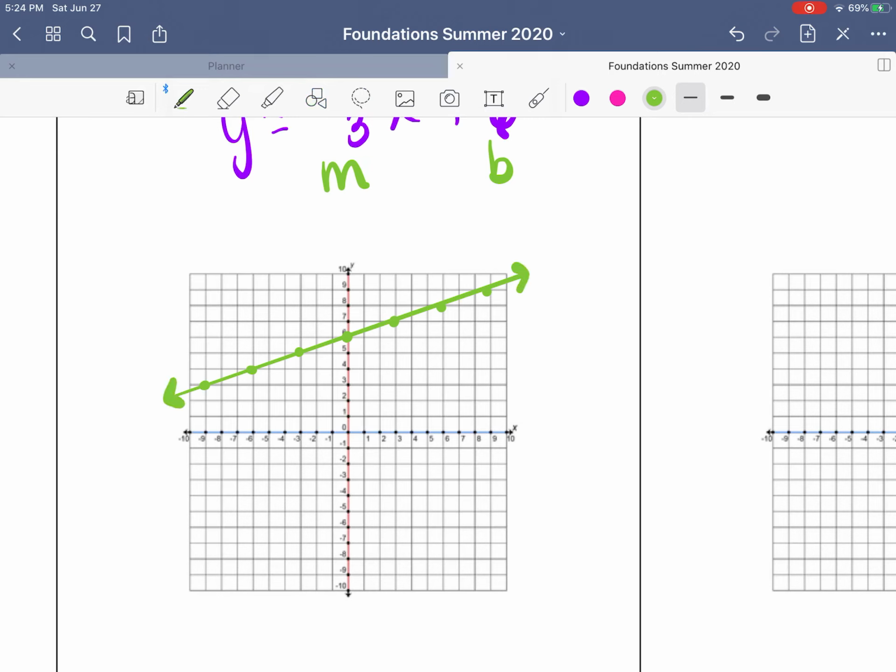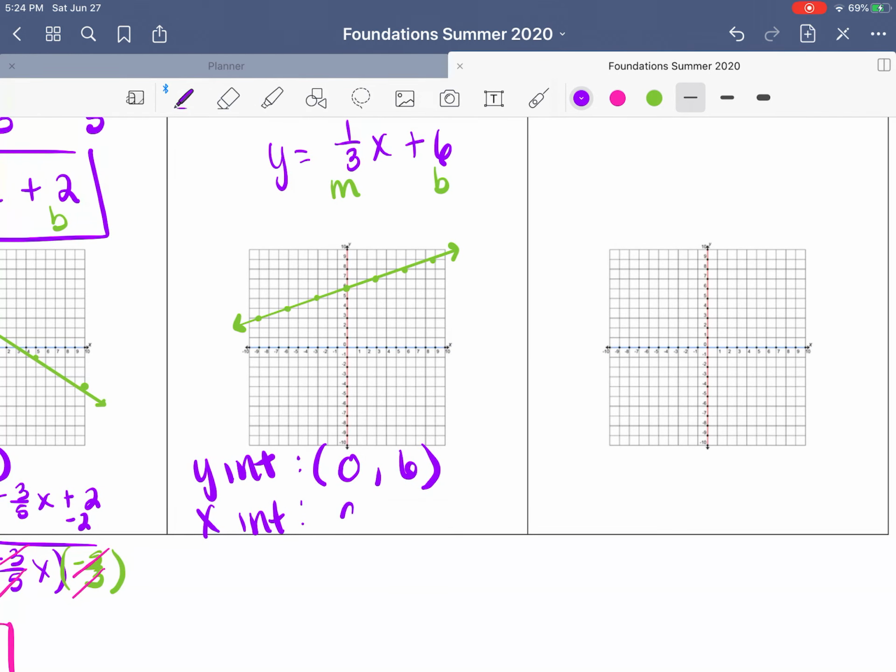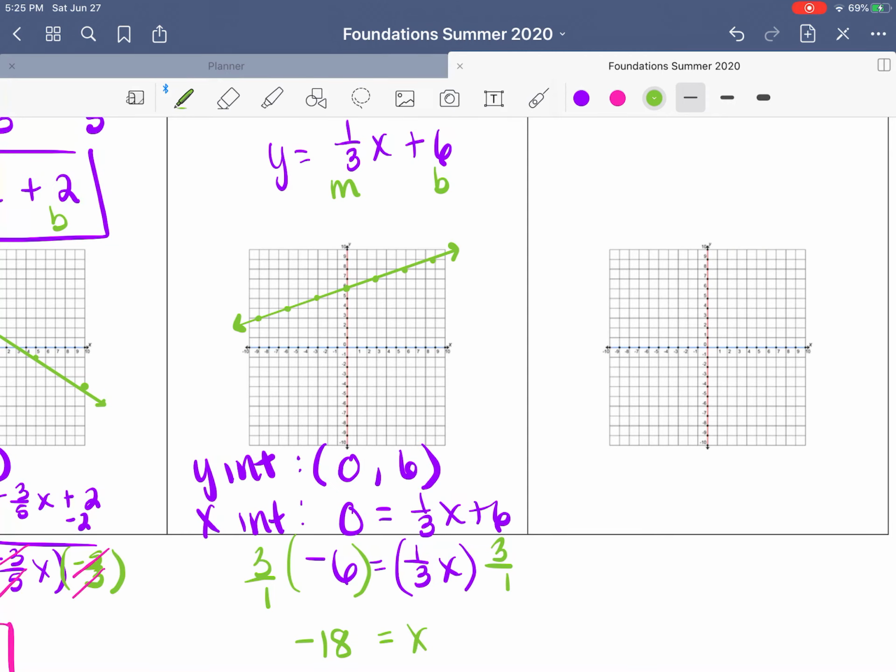And you'll notice that I can find the y-intercept from the graph, but not the x-intercept. So I am going to have to use some algebra on this one. The y-intercept is (0, 6). The x-intercept, I'm going to have to use some algebra. We're going to solve. Subtract 6, divide by 1/3, or multiply by the reciprocal. And we get negative 18.